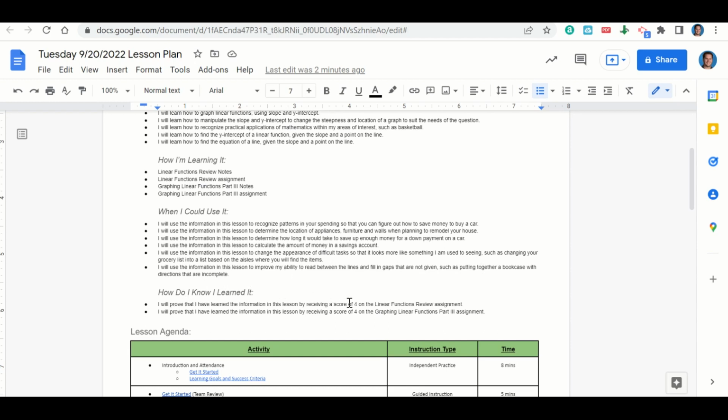How do you know you learned it? By getting a score of 4 on the linear functions review assignment and 4 on the graphing linear functions part 3 assignment.